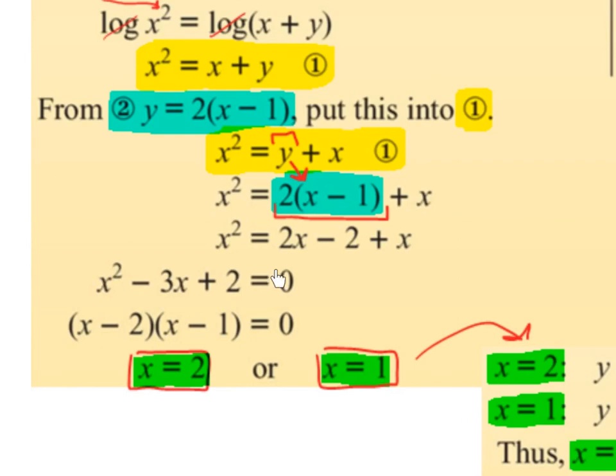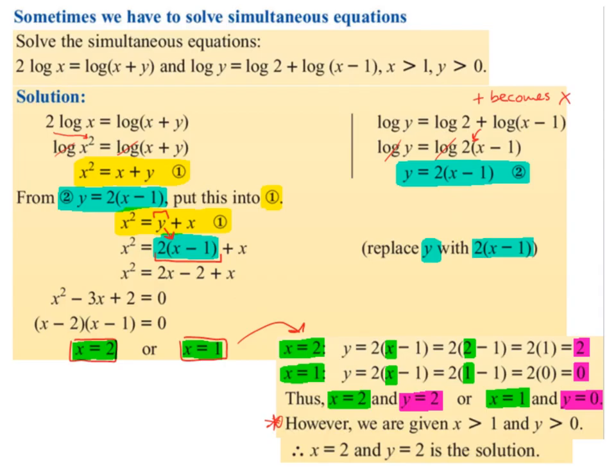So now we have a quadratic trinomial which we factorize and solve. So we get x minus 2 times x minus 1. So if x minus 2 is equal to 0, x is equal to positive 2. If x minus 1 is equal to 0, x is equal to positive 1. So we're asked to solve. So now we have our x values. We need to find our y values.